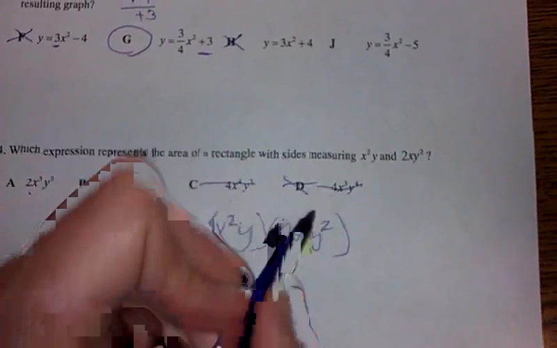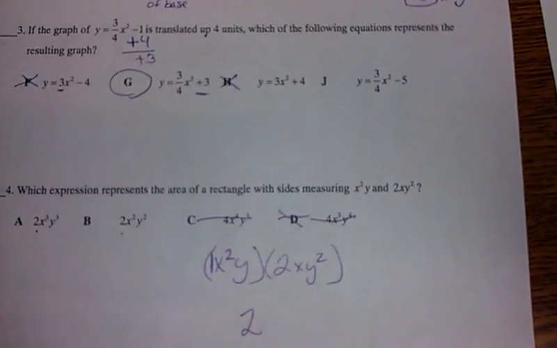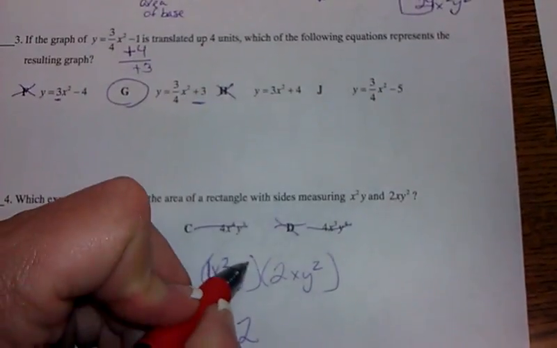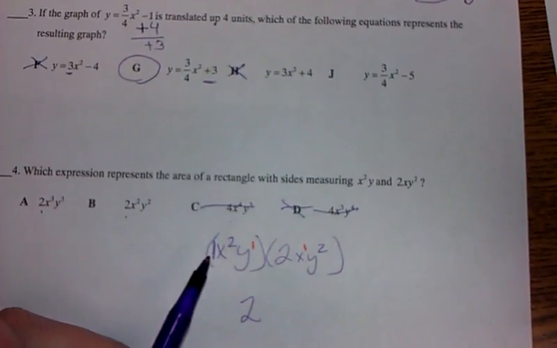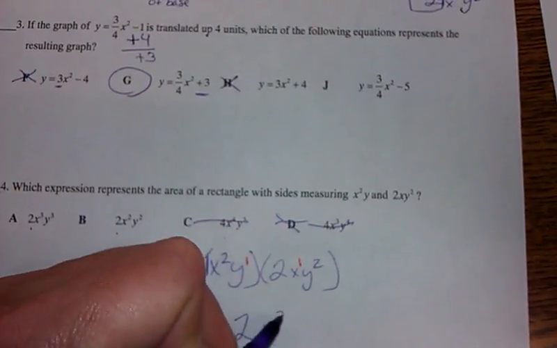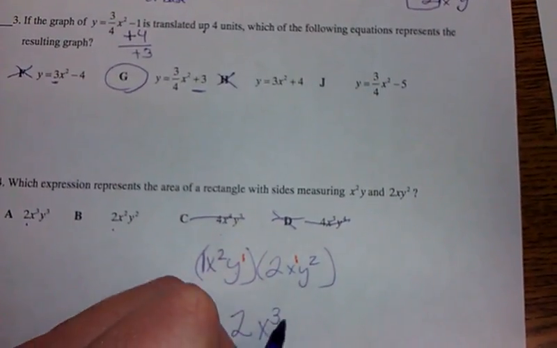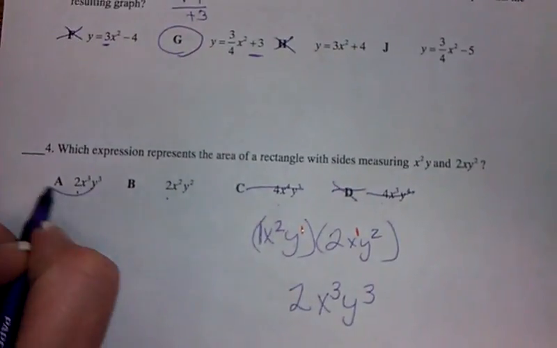Now if there's not an exponent written up there, that means that there's a 1 there. So when I look, I have 2 x's and 1 x. That means I've got x to the third, 1 y and 2 y's, y to the third. My answer is A.